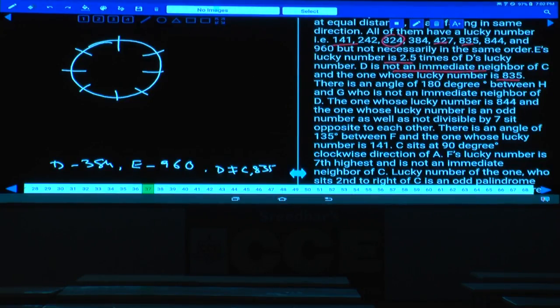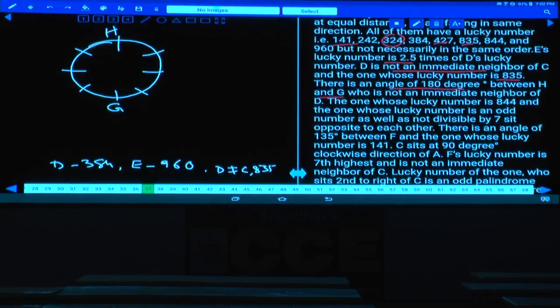And there is an angle of 180 degrees between H and G. 180 degrees between H and G means now these two persons must be opposite to each other. Out of 360 degrees, 180. If you take G at this place, now I am fixing H at this place. You can take it any place. These two persons are opposite to each other.